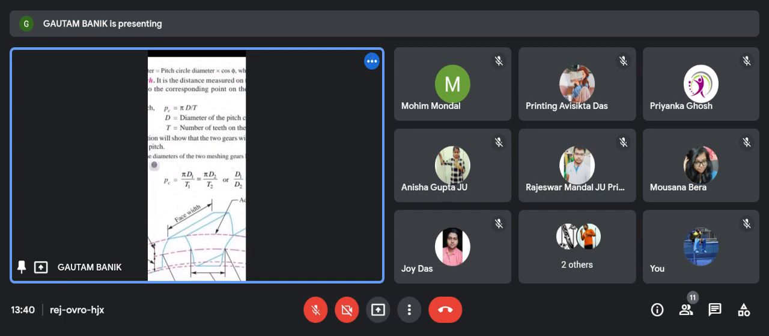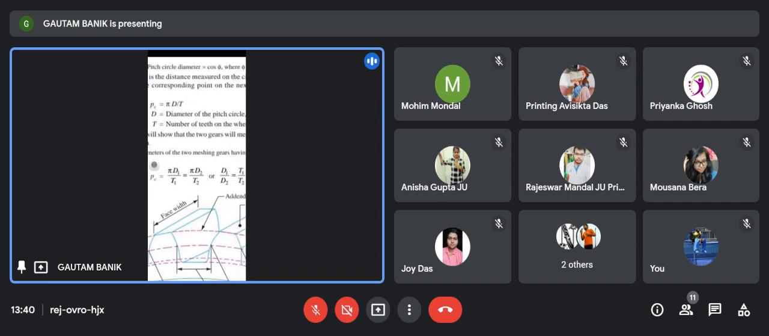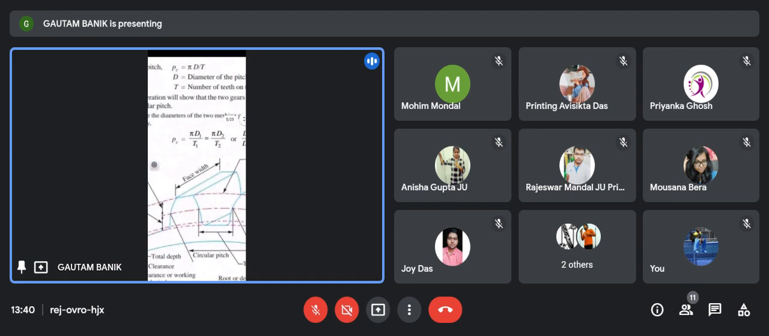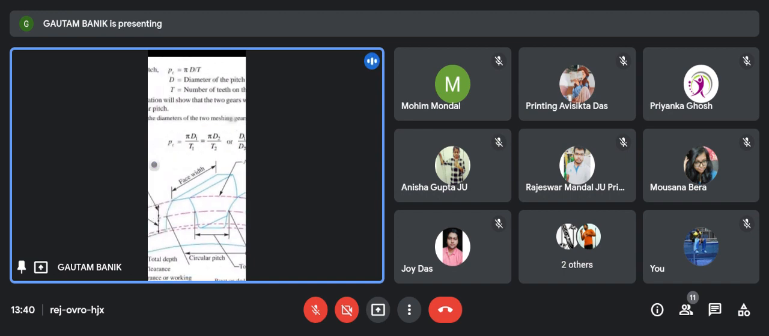There may be many different diameters. Pitch diameter is there, so you can write PC is equal to pi d1 by t1, pi d2 by t2, and pi d3 by t3, etc. Comparing the two gears, d1 by d2 is equal to t1 by t2. We get this relation. Note it. This is for gear drives: the ratio of the two diameters is equal to the ratio of the two numbers of teeth. We get that from circular pitch.